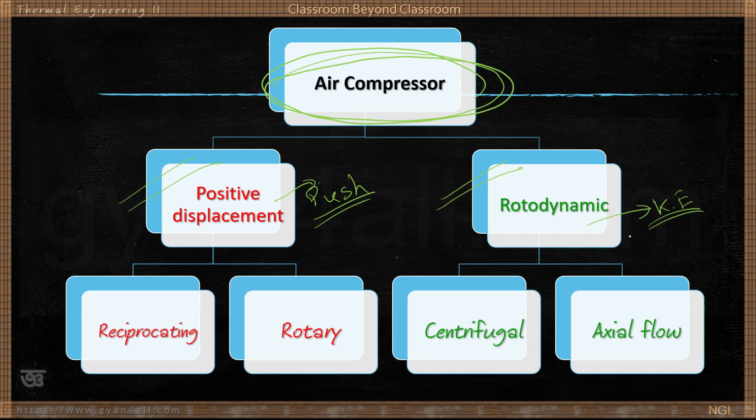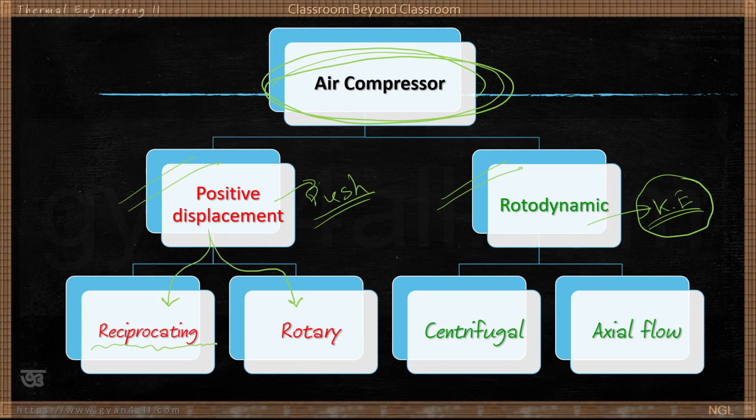In the last few classes we talked about the diffuser. The kinetic energy is imparted by an impeller or so, and that kinetic energy is converted to pressure energy with the help of a diffuser. So these are the two basic classifications. One is positive displacement, that means the air is pushed by force. Then, in positive displacement, there are two main types of air compressor.